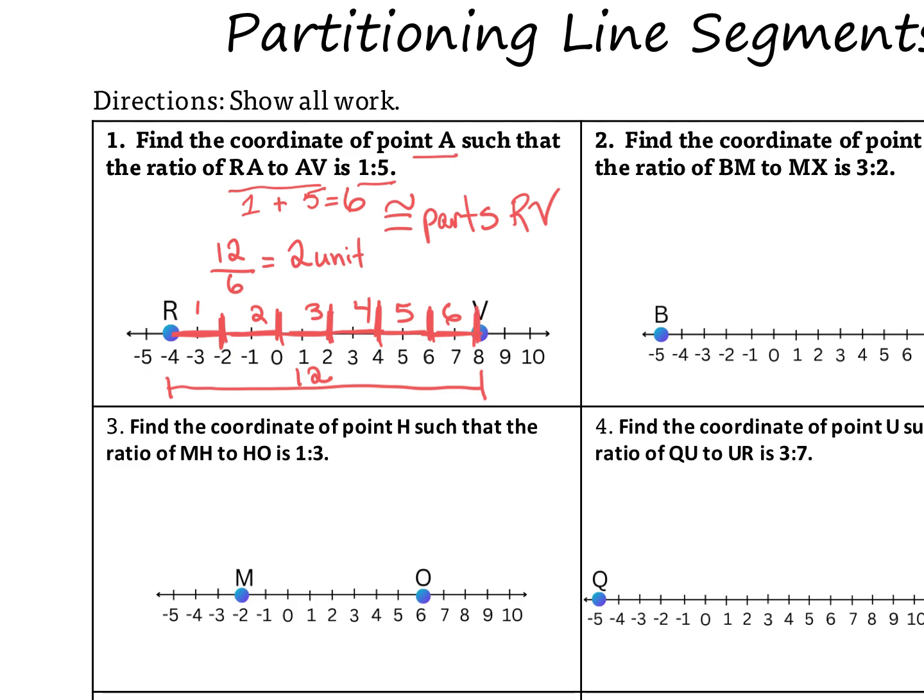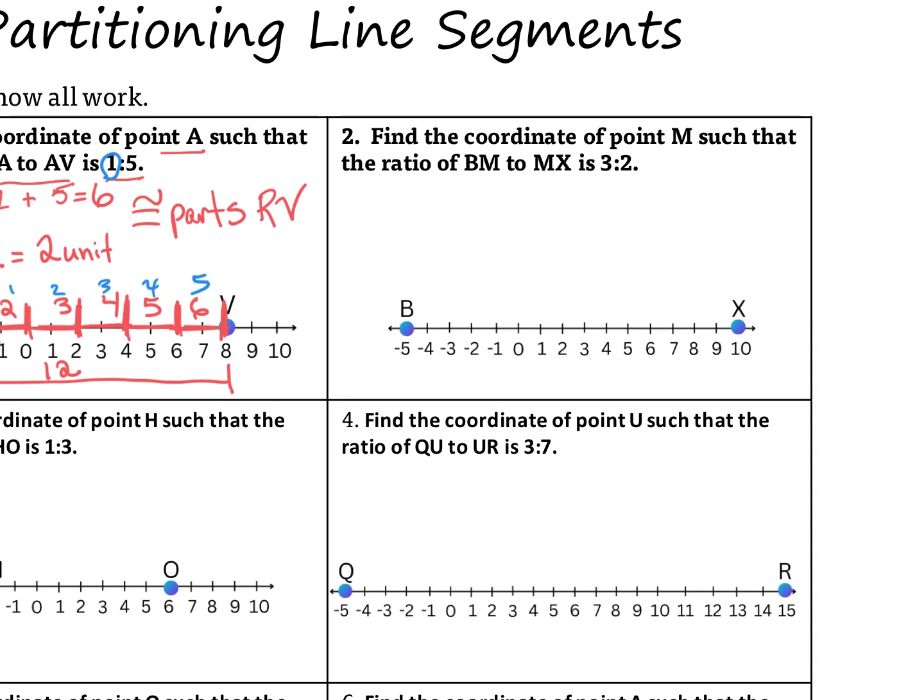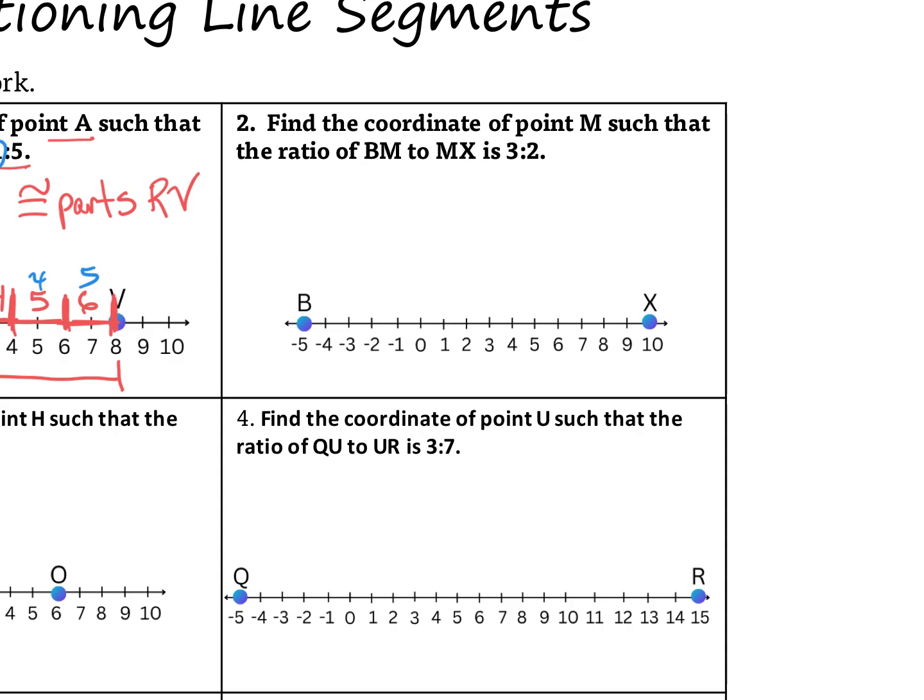So the last step is just to place point A at the end of my first congruent part, because we wanted 1 unit to the left of A, but we wanted 1, 2, 3, 4, 5 units to the right. So my answer would be -2. Okay, you guys try this one.